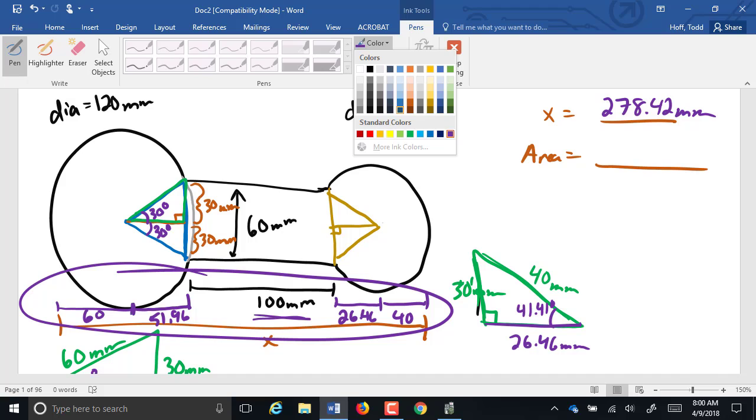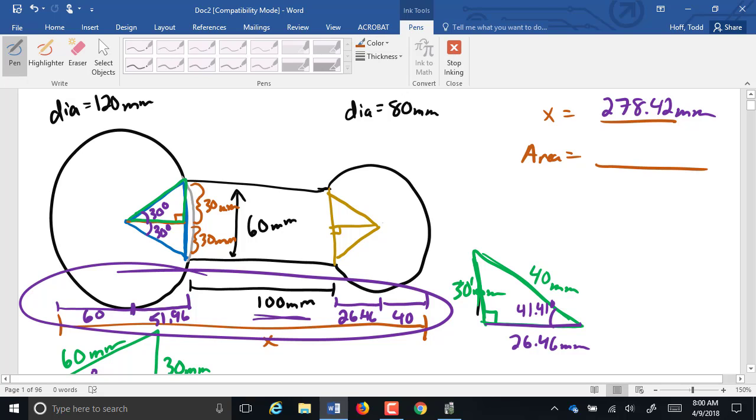Now, for area, there are going to be 5 regions here. We're going to call this region 1. Region 1 is a triangle that is 60 by 51.96 divided by 2. Yes, I did the whole triangle, not just the 2 right triangles. Because this here is altitude, right? So I can do, this is the base, this is the height. Region 2 is going to be this one. Region 2 is 60 times 26.46 divided by 2.